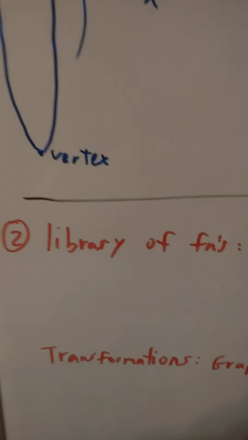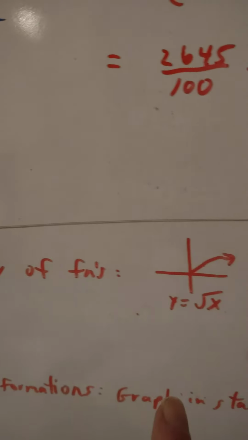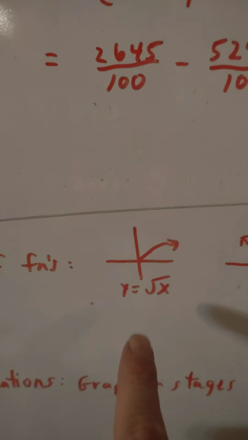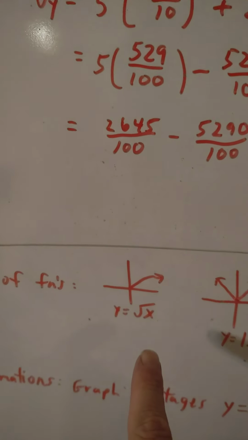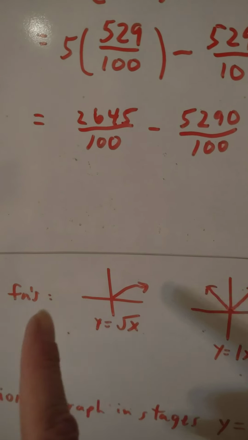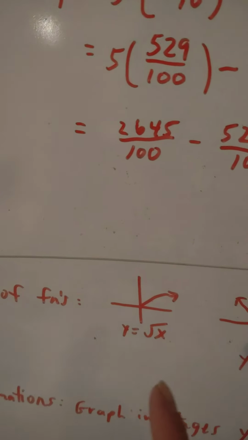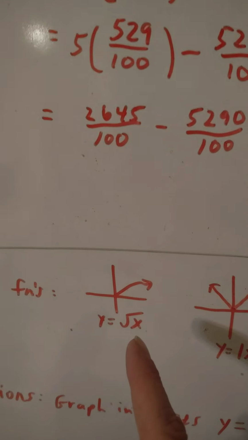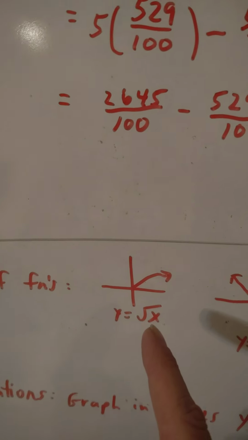Okay, let's try another problem. Library of functions. Here's just a brief sampling of some of them. I think there's about 7 of them. y equals the square root of x. It's nice to have that memorized. It looks like that. Notice none of the graph is over here on the negative part of the x-axis, because can you let x be a negative number? No, the square root of a negative number is not in the real number system.